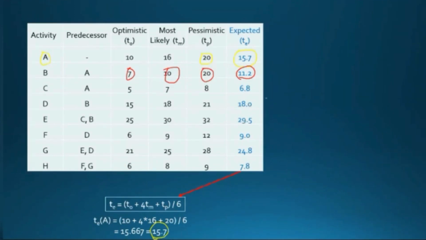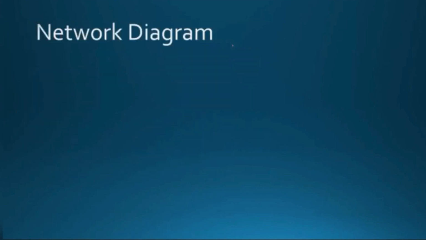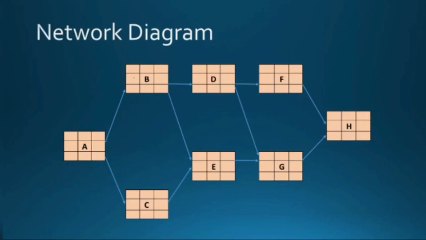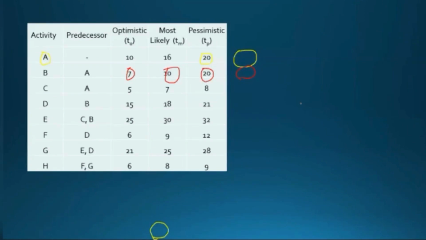Now we have calculated the expected time for all activities. This expected time will be the duration based on which we will calculate the critical path. So for each activity, we'll take the single TE value and then calculate the forward and backward path. That I will come to.